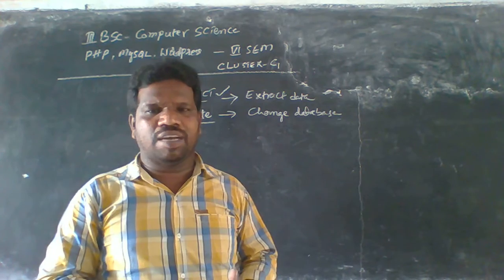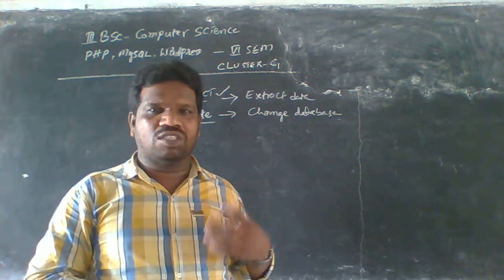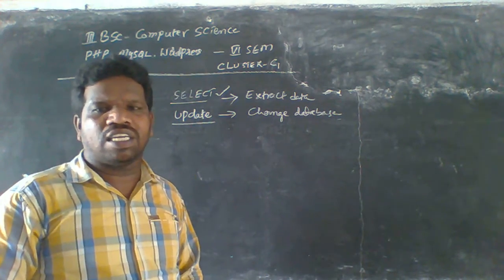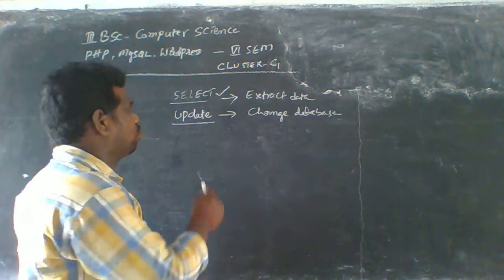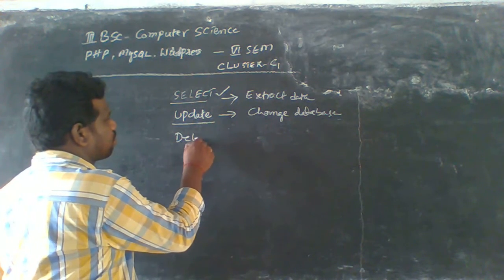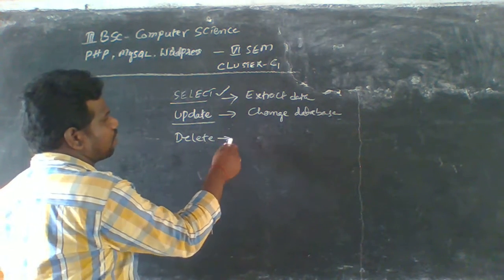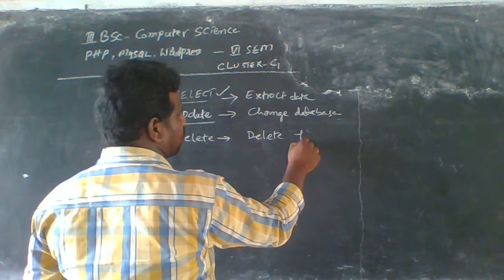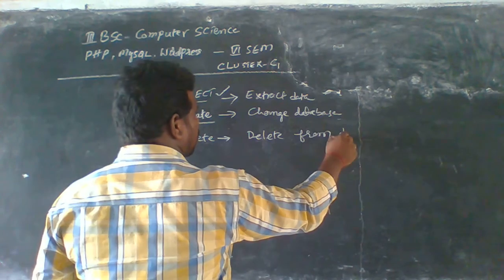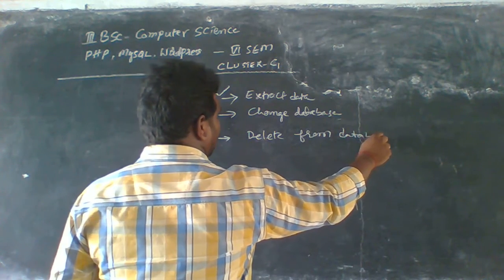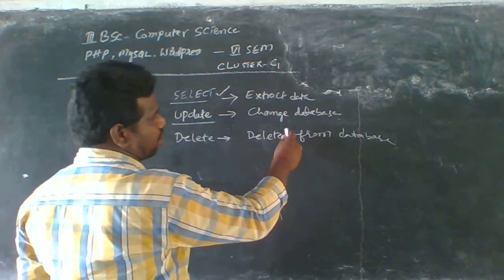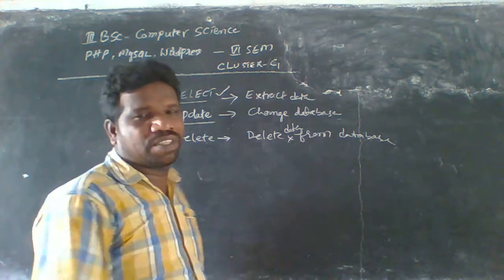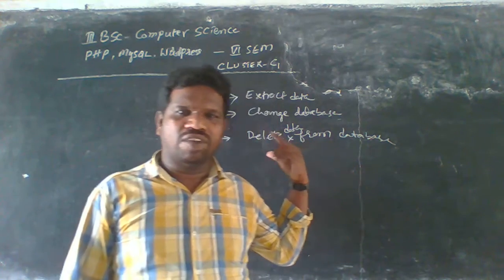And the next one is called delete. What is the purpose of the delete command? Delete is one of the commands which is available in the same DML commands. Okay, so it deletes the data from the database. Using delete we can delete data from the database. That is simply called the delete command, also very useful here.